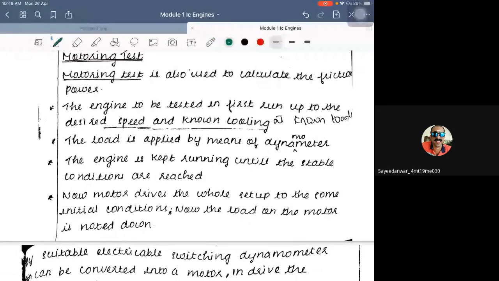Motoring test is also used to calculate the friction power. The engine to be tested is first run up to the desired speed and a known cooling condition, at a known loading condition. So the engine is taken, and it is loaded with a known loading condition, a known speed and known cooling conditions. Next, the load is applied by means of a dynamometer. Next, the engine is kept running until stable conditions are reached.